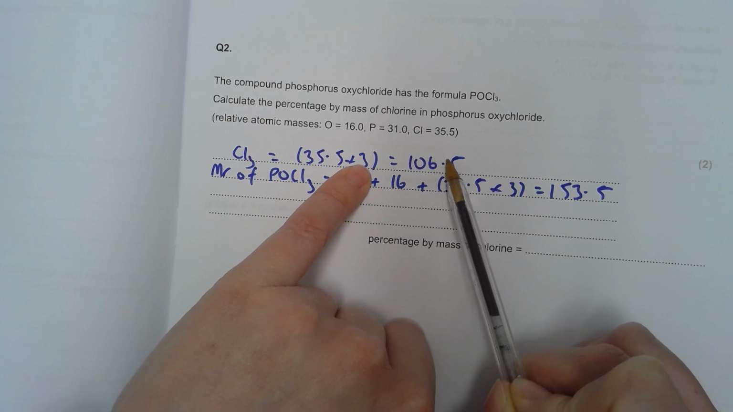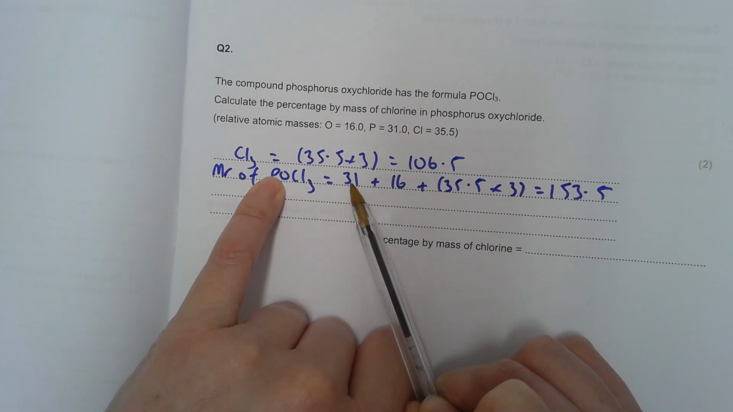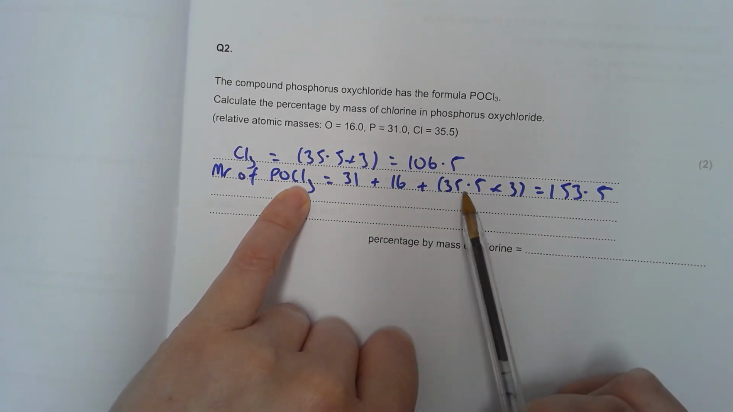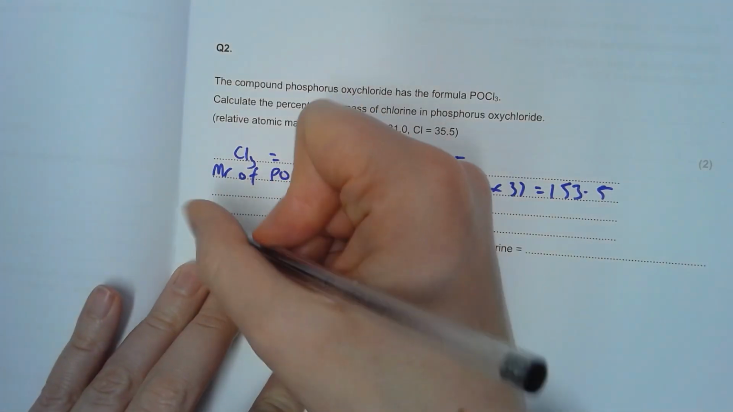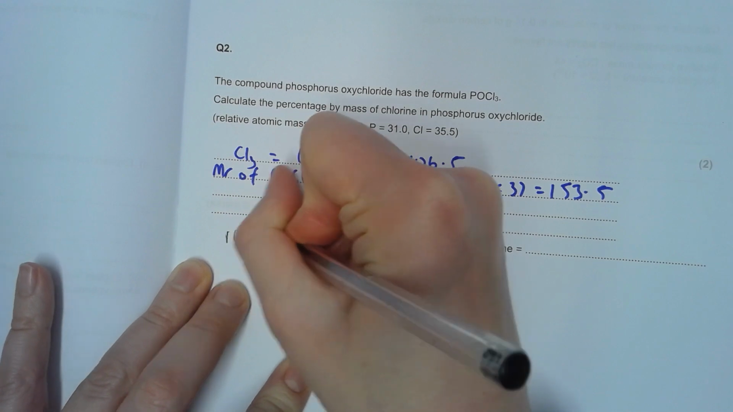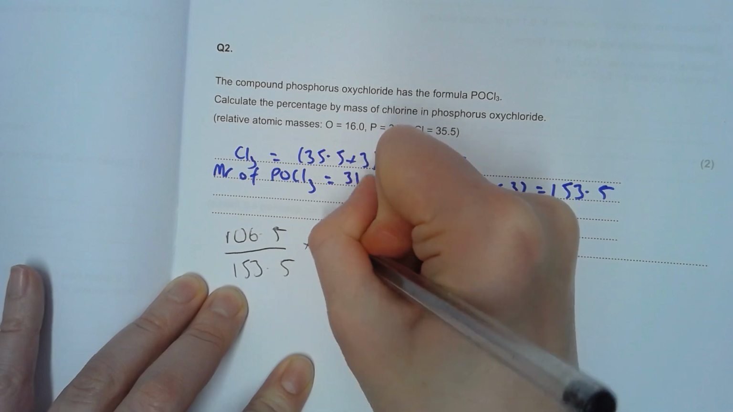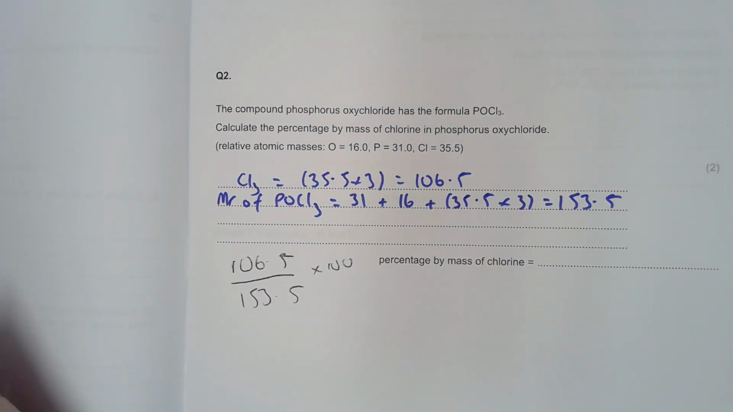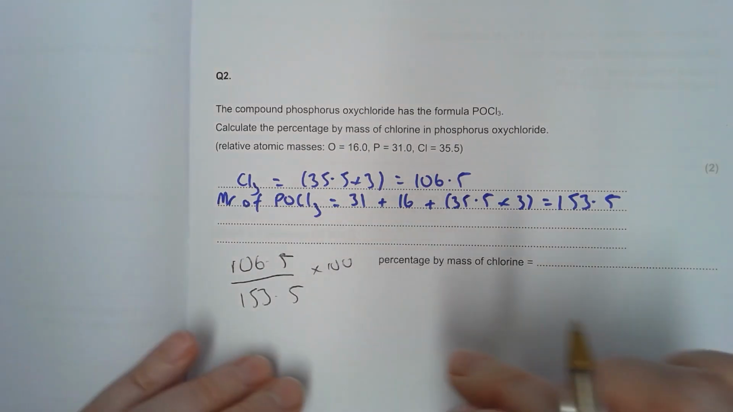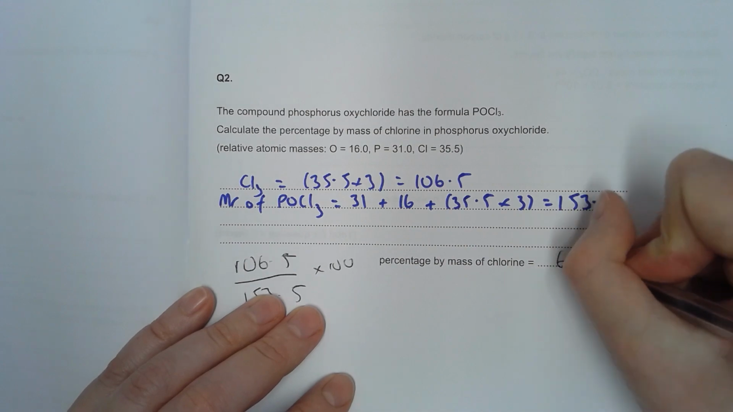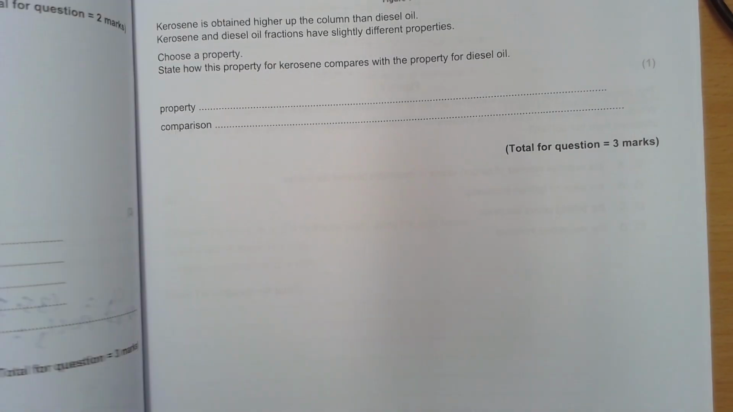So 35.5 times 3. The formula mass of the entire thing is phosphorus, which is 31, oxygen, which is 16, and then Cl3 again, which is 35.5 times 3. So the whole thing is 153.5. So that's the mass of the chlorine, 106.5, divided by the whole thing, 153.5. Again, I'm timesing that by 100, so 106.5 divided by 153.5 times by 100, and I get an answer of 69.38. And again, I'm not asked about a specific number of significant figures, so I'll leave it like that.